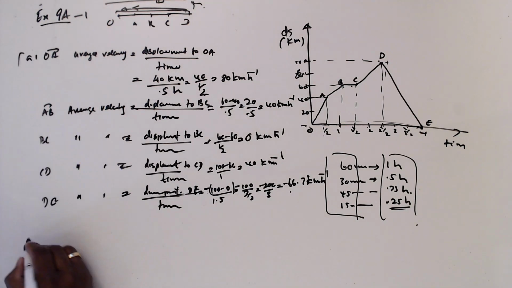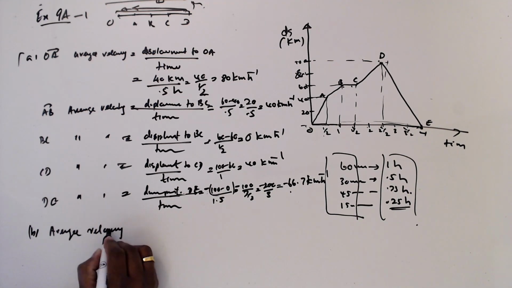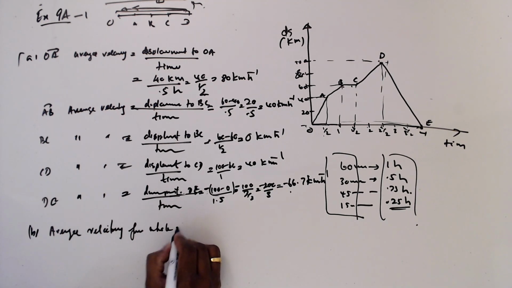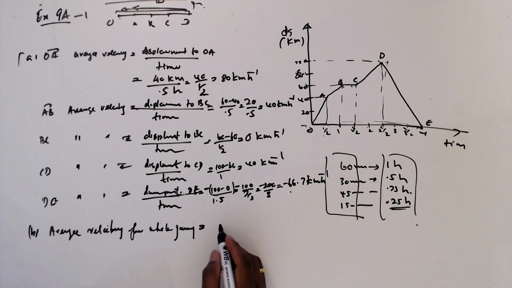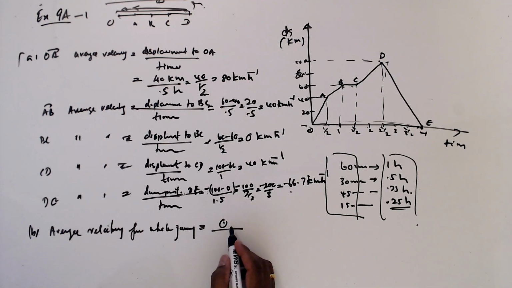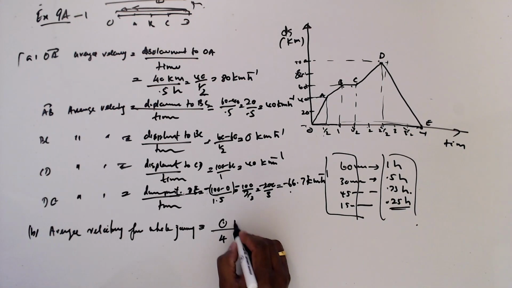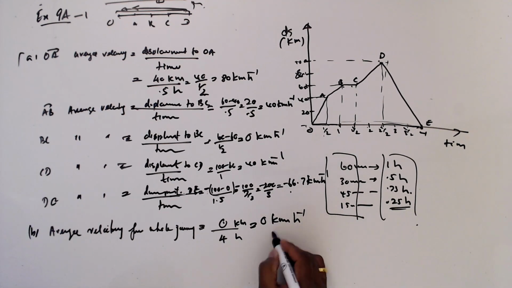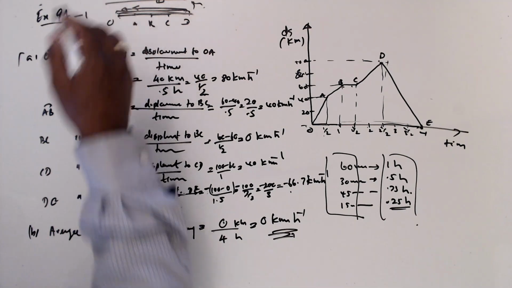This is part A. Part B: the average velocity for the whole journey. The total displacement is 0 and the time taken is 4 hours, so the average velocity is 0 km h minus 1. The total displacement is 0 when it goes out and comes back here.